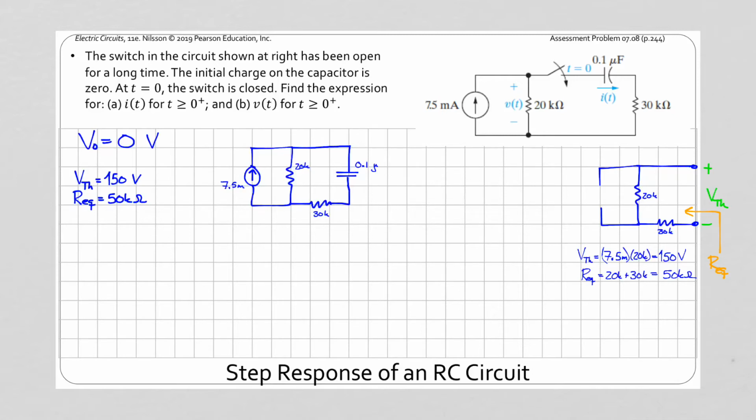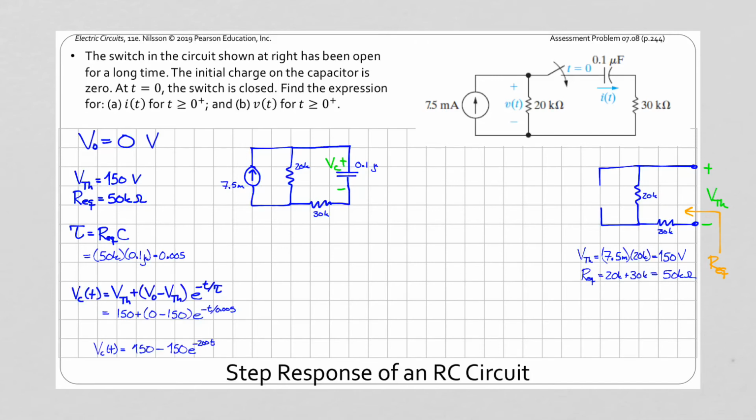The next step is to find the time constant, and plugging in the values for the capacitor and for the equivalent resistance, we can get a number for that. And now we have all the information we need to find the capacitor voltage. And so we were able to find the capacitor voltage as a function of time. That's what's driving the behavior of the whole rest of the circuit.